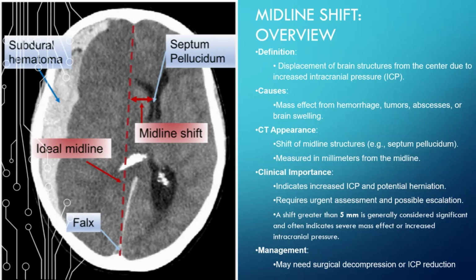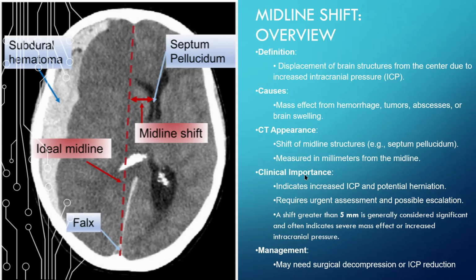And the worse the midline shift, the quicker your patient needs surgical intervention, something to relieve the pressure that's going on over there. So it's displacement of brain structures from the center due to increased intracranial pressure. It's mass effect from hemorrhages, tumor, abscesses, or brain swelling. So on the CT, it's the shift of the midline structure. So it's the septum pellucidum, which is here between the ventricles that you can see over there. And it's normally measured in millimeters, from the actual midline.